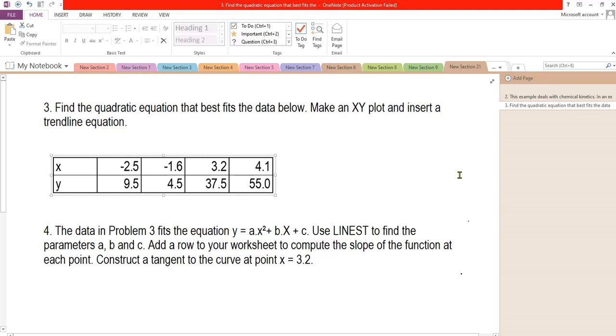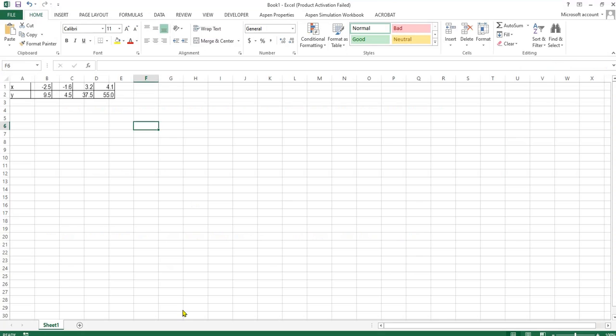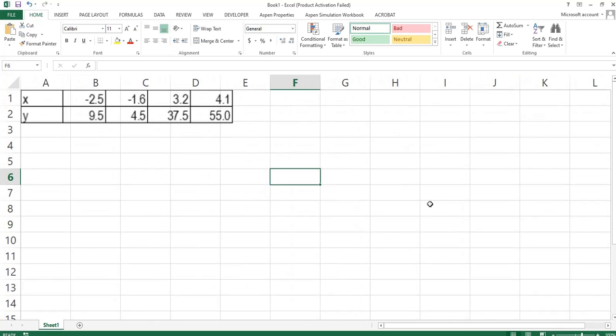Find the quadratic equation that best fits the data below. Make an XY plot and insert a trendline equation. Now, given this data, I've copied it into this, so let me expand this so that it will be visible. Now, this is the equation.